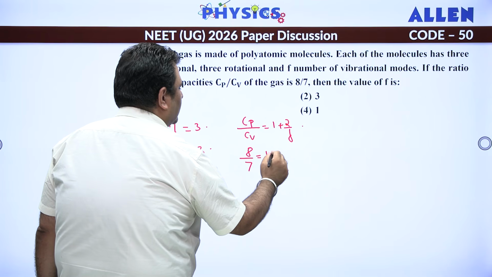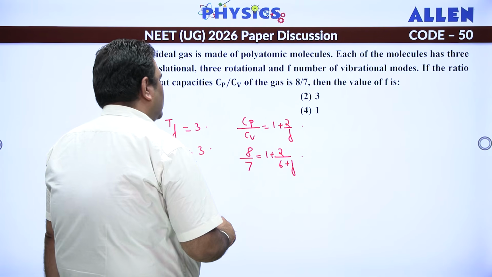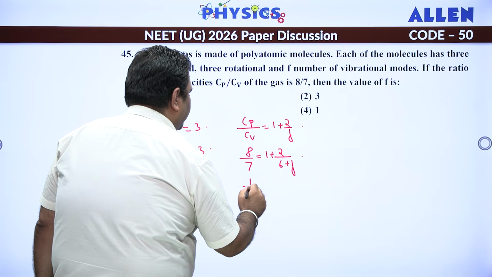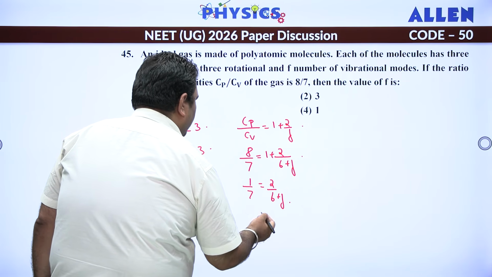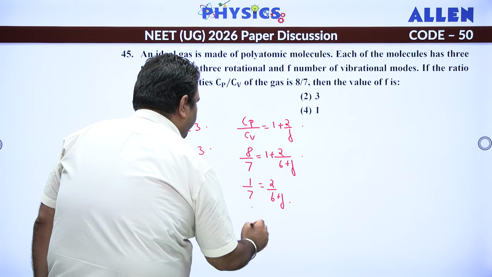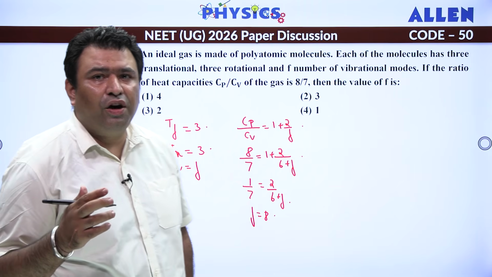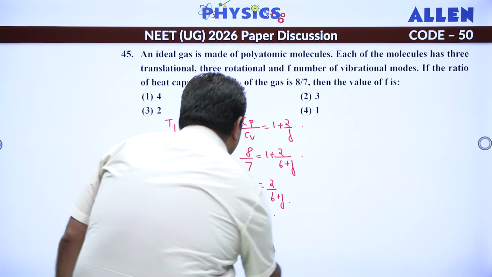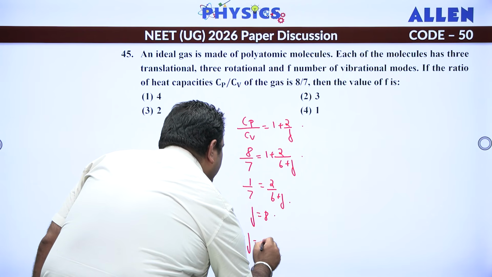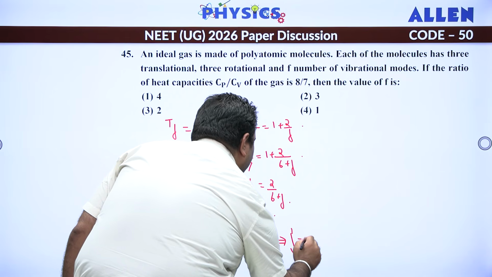That should be 1 plus 2 over 6 plus F. Right. So the answer comes out to be 1 by 7 equal to 2 by 6 plus F. Now, what is this relation now? F comes out to be 8 in that case. Now, there are 2 vibrational degrees of freedom basically for a polyatomic molecule. That means F can be written as 2F dash in that case. So what is F dash in this question? F dash is equal to 4.